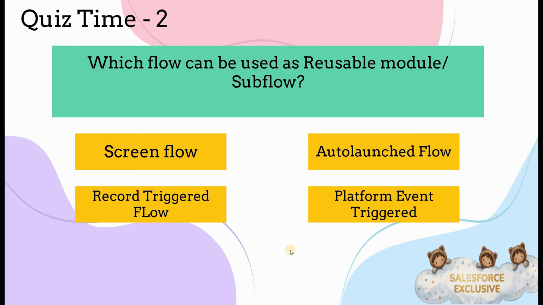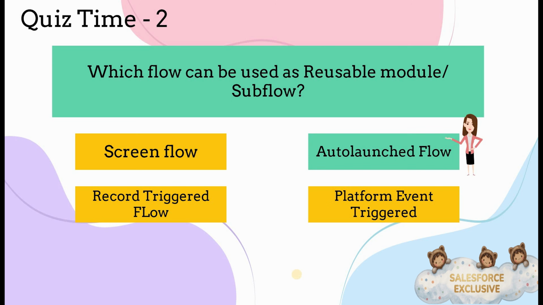Question number 2. Which flow can be used as a reusable module or a subflow? Screen flow, Autolaunched flow, record trigger flow, or platform event triggered flow. Subflows or reusable flows are a specific flow which can be referred to or used in other flows. Autolaunched flow. So you can create Autolaunched flows as standalone flows which can be called from other flows, and they can also be called from custom buttons or quick actions, etc.